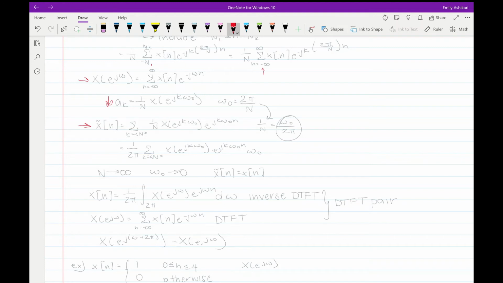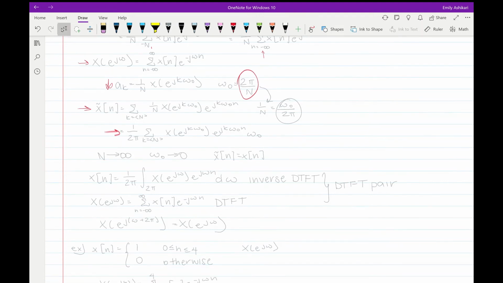Now, our omega naught actually equals 2 pi over big N. So this is a really important relationship. So making that substitution, we get this formula here. And now we're going to bring our big N to infinity, which makes our omega naught go to 0. So now our x tilde of n becomes an x of n here.